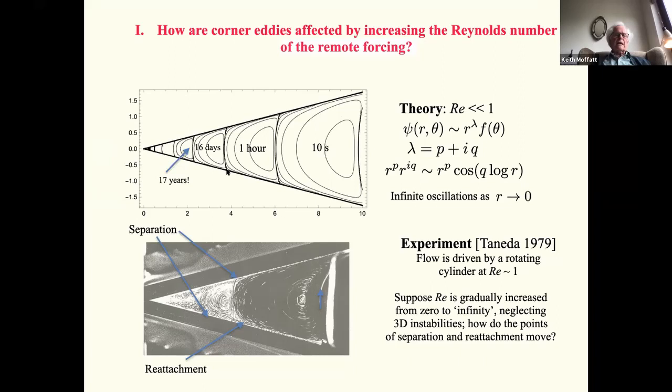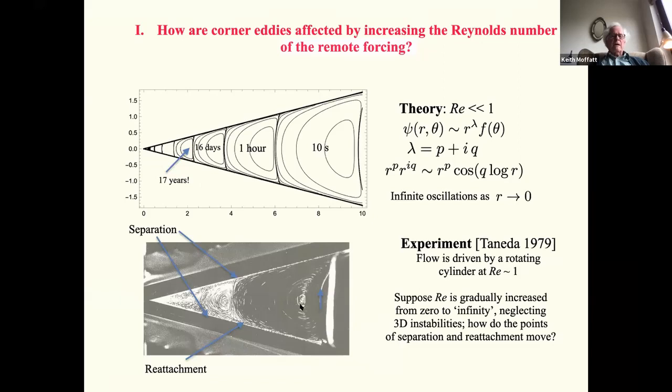And if it happens here, it's going to happen yet again, and so on, ad infinitum. In principle, there is an infinite sequence of eddies, but in practice, it's very difficult to observe more than two or three of them. Here was a famous experiment carried out by Taneda in 1979, in which he generated a flow in precisely this way, rotating a cylinder here, driving a primary vortex.